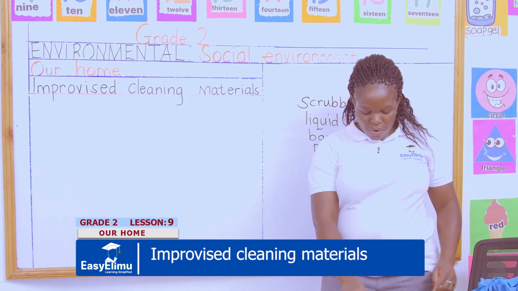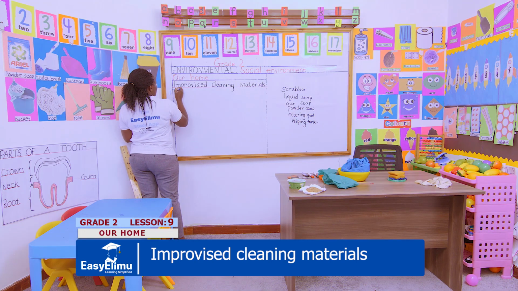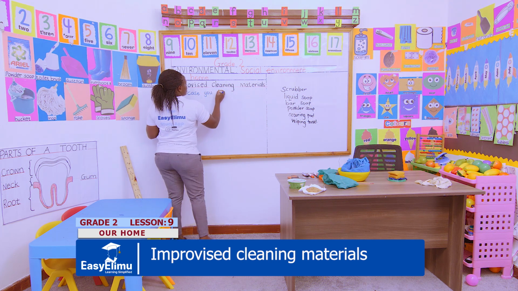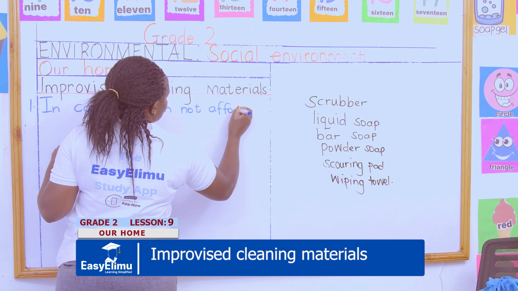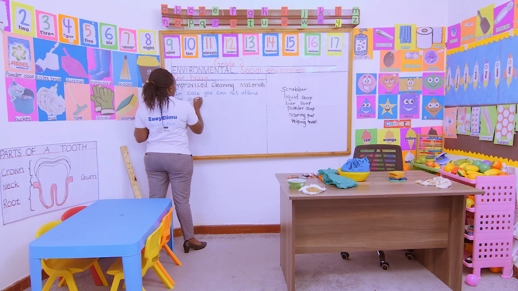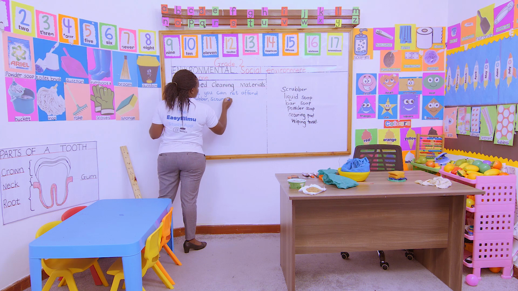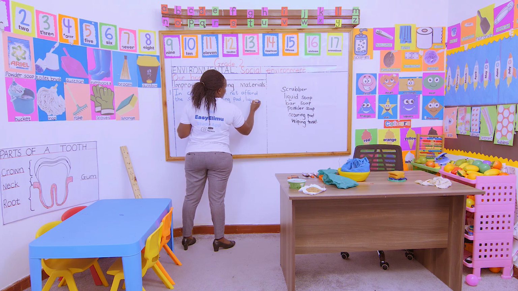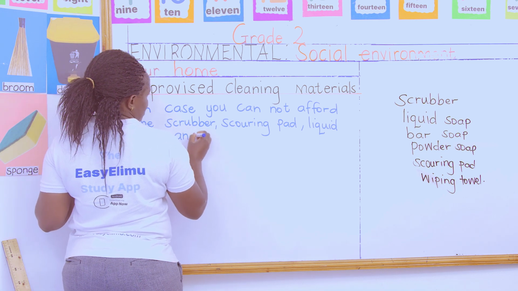And now when we come here, we are saying in case you cannot afford the scrubber, the scoring pad, the liquid soap, and steel wool.